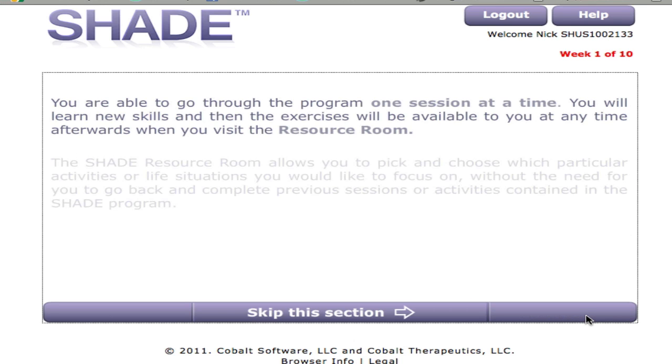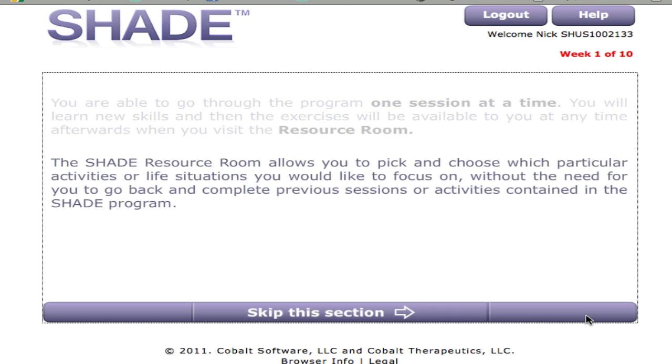You're able to go through the program one session at a time. You'll learn new skills, and then the exercises will be available to you at any time afterwards when you visit the resource room. The SHADE resource room allows you to pick and choose which particular activities or life situations you'd like to focus on, without the need for you to go back and complete previous sessions or activities contained in the SHADE program.